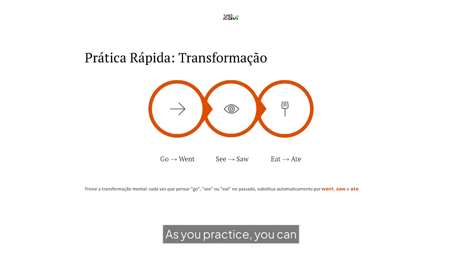As you practice, you can create little mental reminders for each verb. See how easy it is to replace go, see, and eat with went, saw, and ate. This technique will help you communicate past actions clearly and confidently. In our next slide, we'll dive into forming questions with these irregular verbs, further building your skills in expressing past experiences. So, let's keep going.